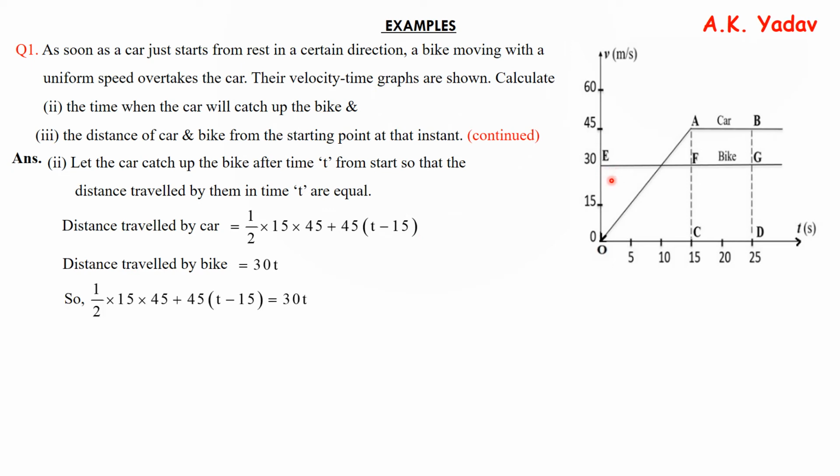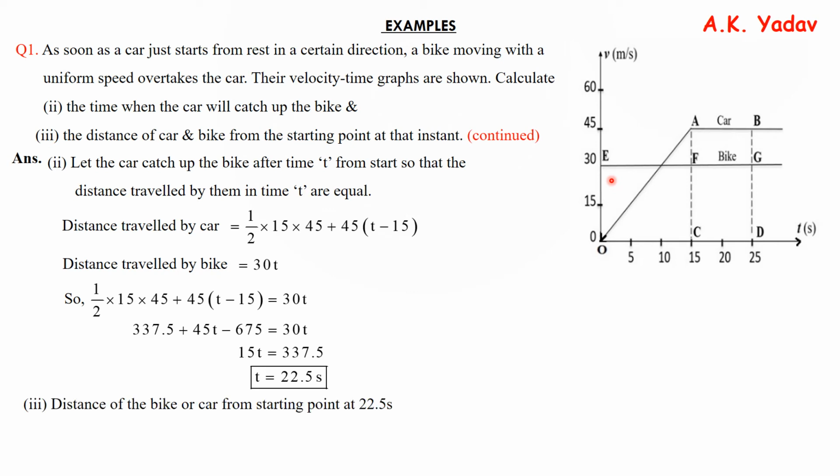As we have said that we have to equate them, and on solving we get t is equal to 22.5 seconds. That means the car will catch up with the bike at t equal to 22.5 seconds. Now the third part, the distance traveled by the car or the bike from the starting point at that instant, that is at 22.5 seconds, it is equal to 30 into t, or you can put t here also in this equation, you will get the same answer. This becomes easier, that's why I have done that. So what we get, 675 meters.